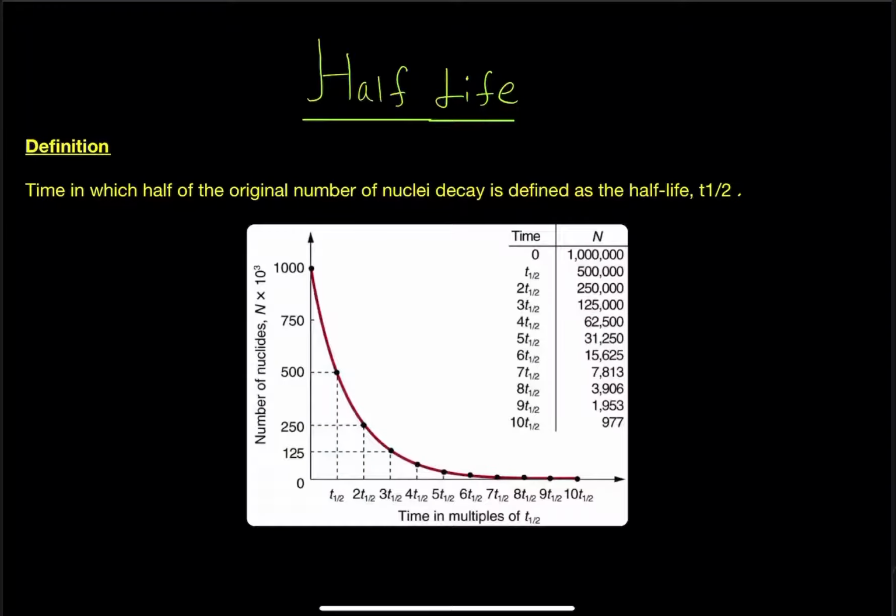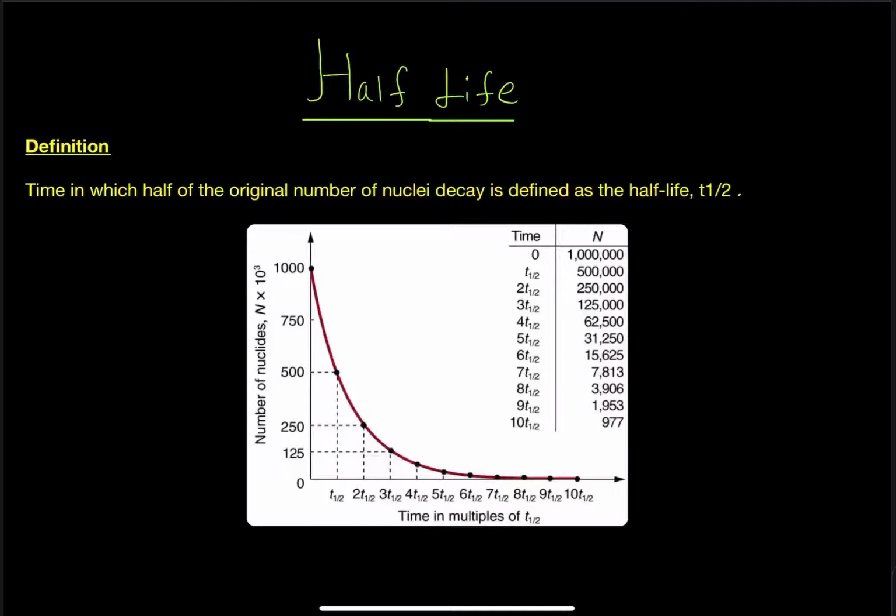Hello guys, in the last lecture we talked about radioactive decay. We mainly focused on alpha, beta and gamma decay. We know that when the nucleus becomes unstable, or if there is a weak nuclear force, then we expect to have radioactive decay. In today's topic, the half-life is related to the radioactive decay process.